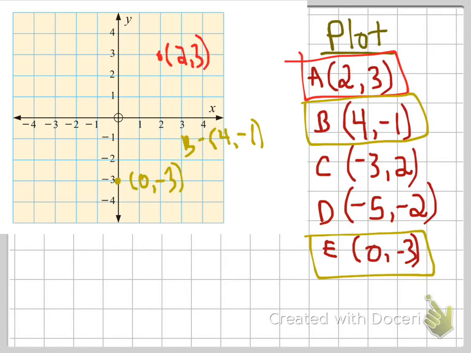Now, if you want to pause the video, try the other 2, C and D, on your own, and then we can check them together in a minute.